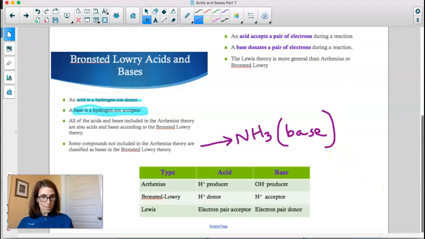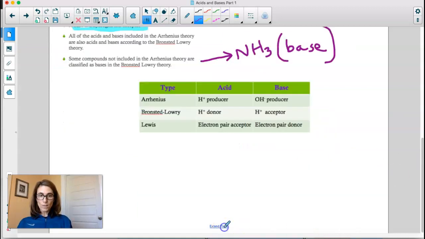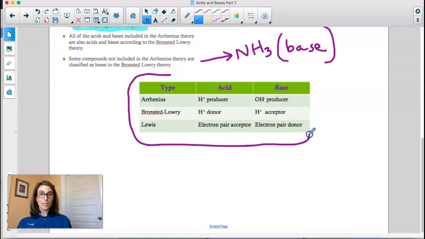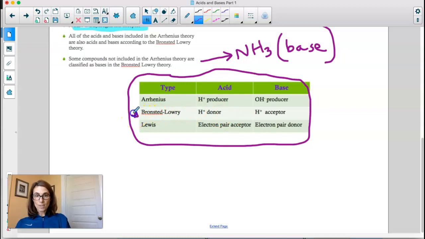I love using charts, and this one very nicely summarizes the three acid-base theories in a less complicated way than the way we just defined it. Again, I'm going to put a star next to the Bronsted-Lowry theory here because that is the one that I tend to follow and the one that I want you to follow moving forward. But it's important to know the other theories at the same time.